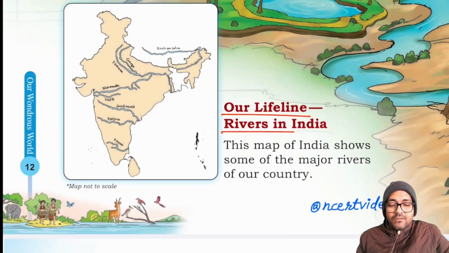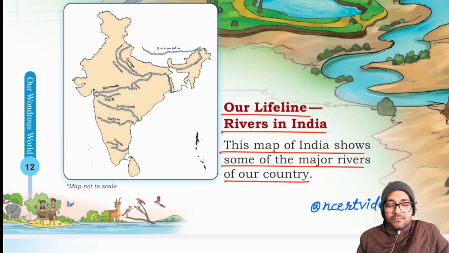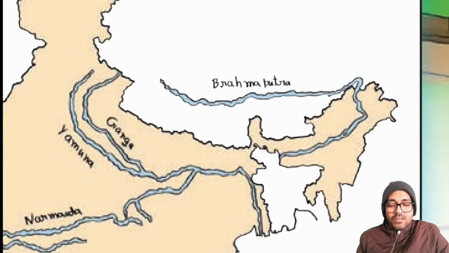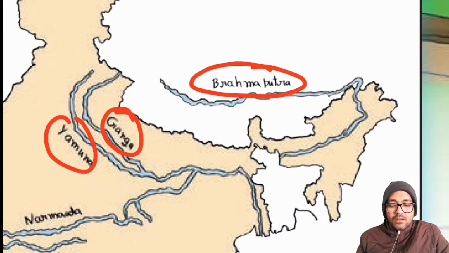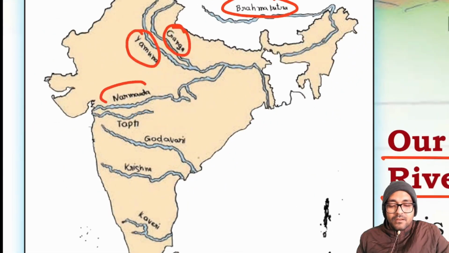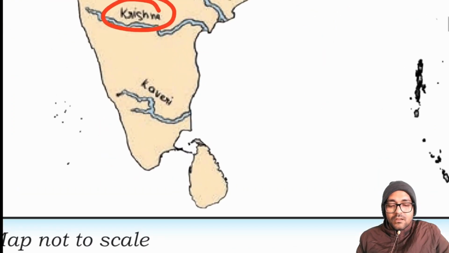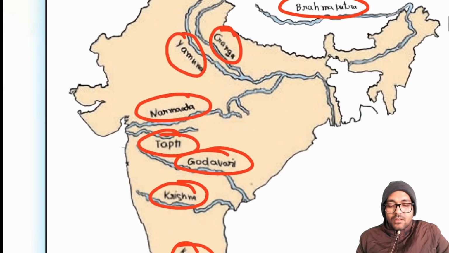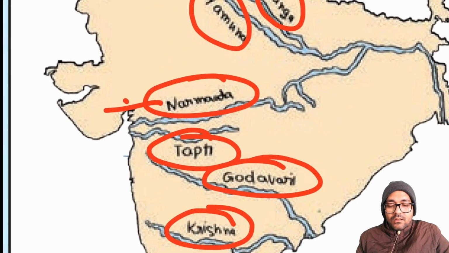Our lifeline: rivers in India. This map of India shows some of the major rivers of our country. You can see Brahmaputra, Ganga, Yamuna, Narmada, Tapti, Godavari, Krishna, Kaveri. Narmada and Tapti are the two rivers shown here that drain into the Arabian Sea, or flow westward.